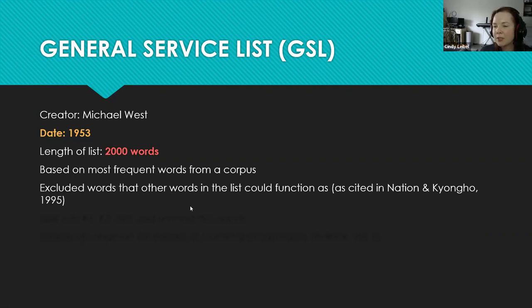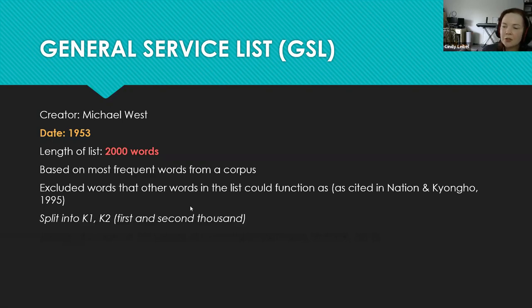Now, we're starting to see, however, that there were issues with this list, and not just because it was handmade, that doesn't necessarily mean it's worse. But for example, he excluded words that other words in the list could function as. So for example, if we had open, he wouldn't have included a synonym for open because you wouldn't need it according to the way that they thought. So, you know, really, you can already start to see some subjective thinking there. Say, well, this word can have a few jobs, so I'm going to pick this other word.